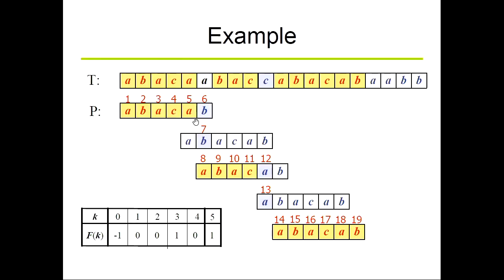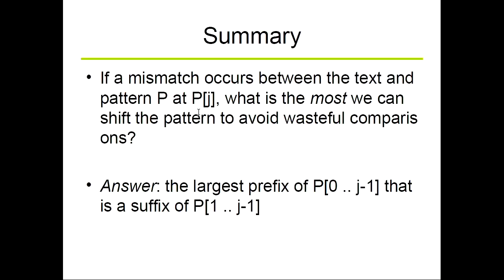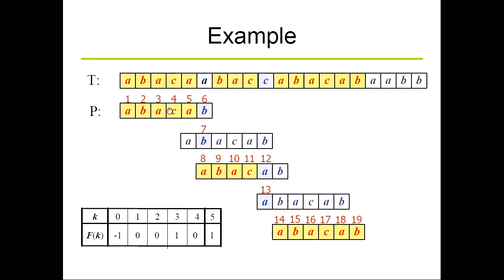So if you look at the pattern itself, the idea is, if the mismatch happens at J, look at the substring up to J minus 1. So look at all the matches so far. These are the matches, the mismatch is here. I look at them and try to find their common prefix and suffix. It's what? It's A. The largest common prefix and suffix before the mismatch is only A.